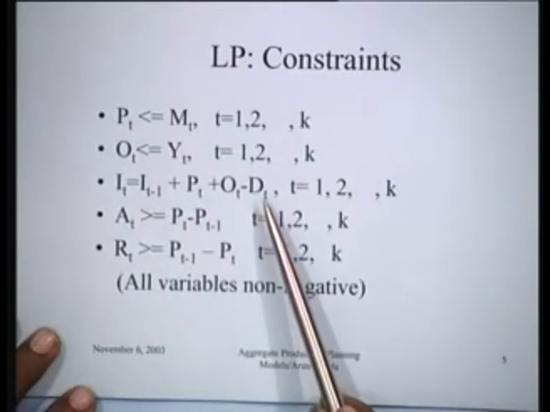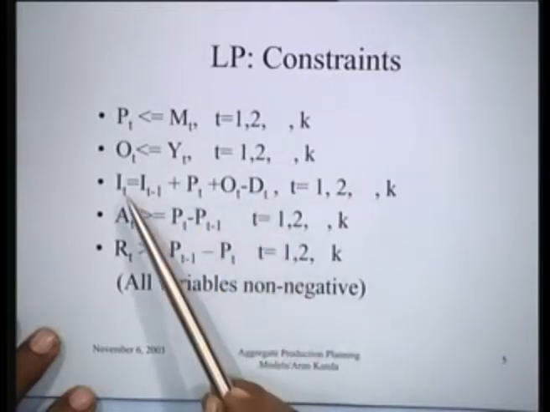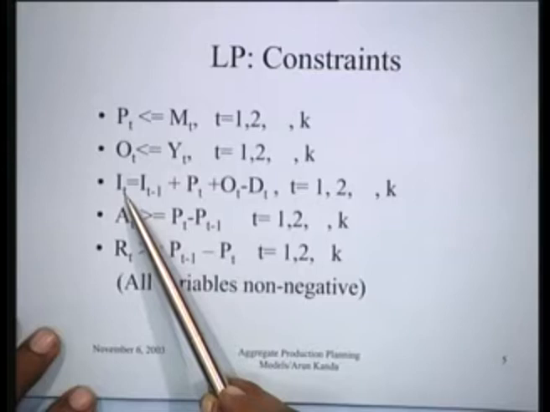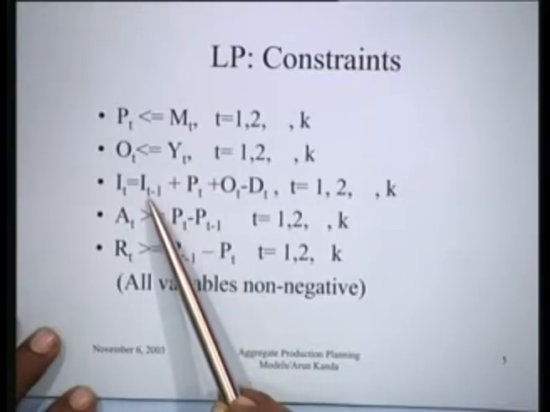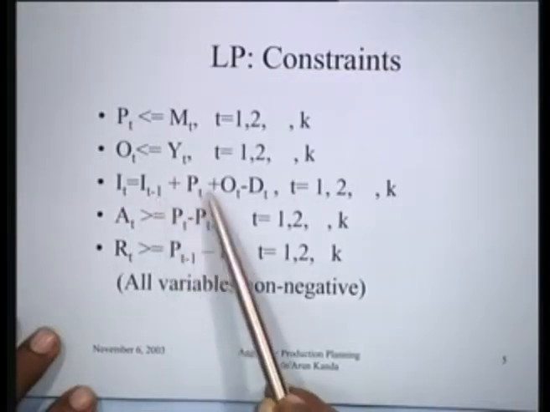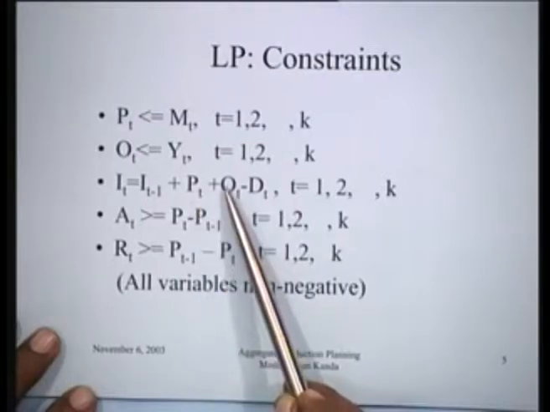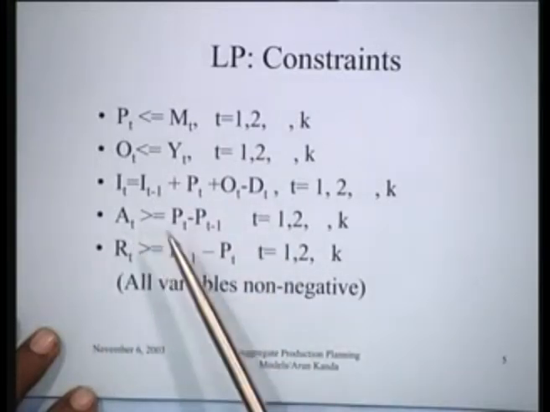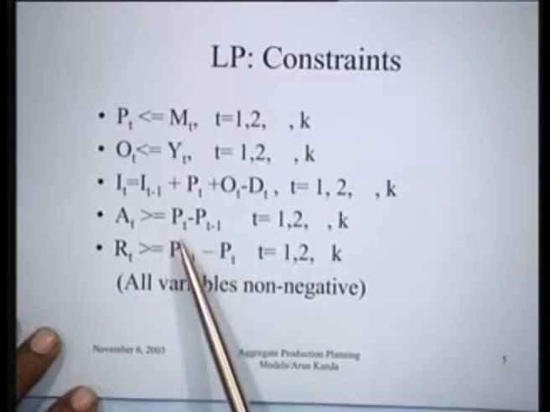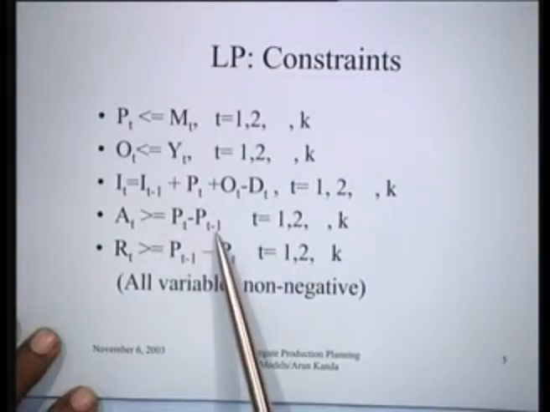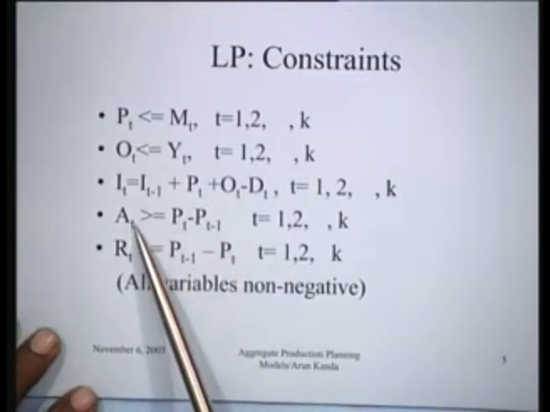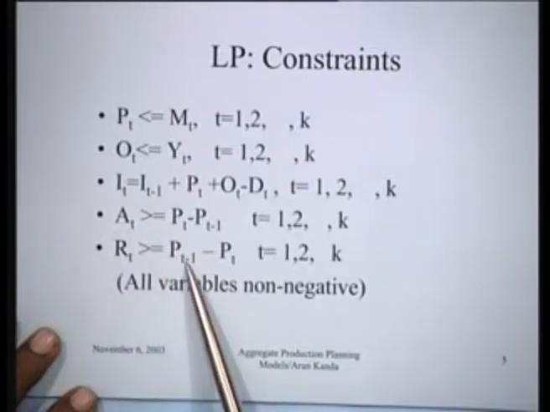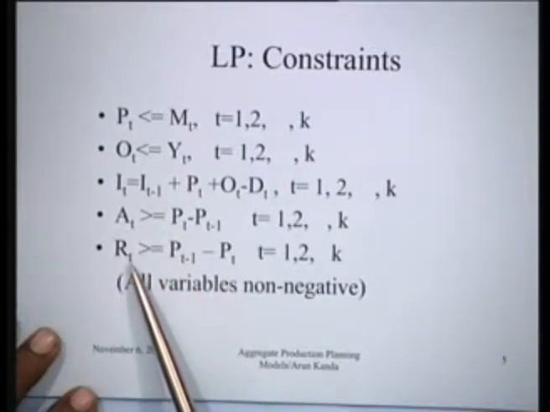This is a constraint which is like an inventory balance equation, which says that the inventory at the end of the Tth period will be equal to the inventory at the end of the (T minus 1)th period plus the production in period T plus the overtime minus the demand. So this is just an inventory balance equation. And here of course we are saying that depending upon whether this is a production increase, PT minus P(T minus 1), this is captured by the variable AT, and if it's a decrease, then this is captured by the variable RT, because all the variables are non-negative.